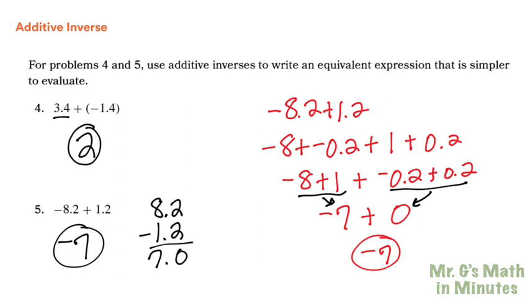And then over with the other method where I split everything apart, I took negative 8.2 and split it into negative 8 plus negative 0.2. Did the same thing with the 1.2, 1 plus 0.2. Put the whole numbers and the decimals together. Negative 0.2 plus 0.2 came out to 0. And then negative 8 plus 1 is equal to negative 7.